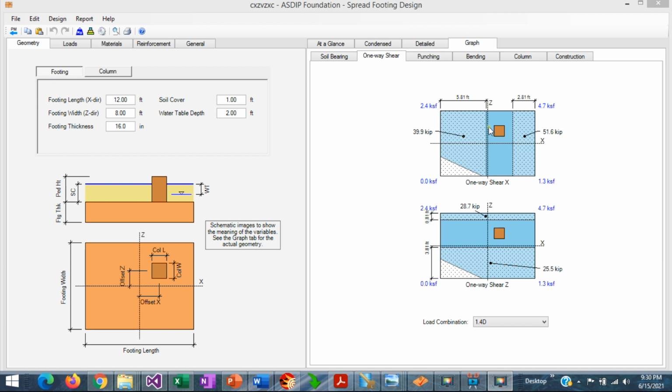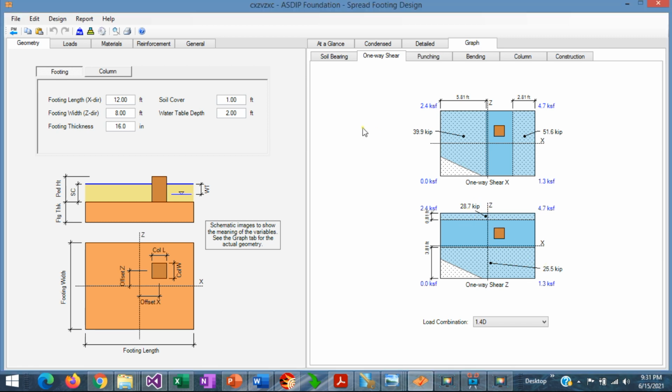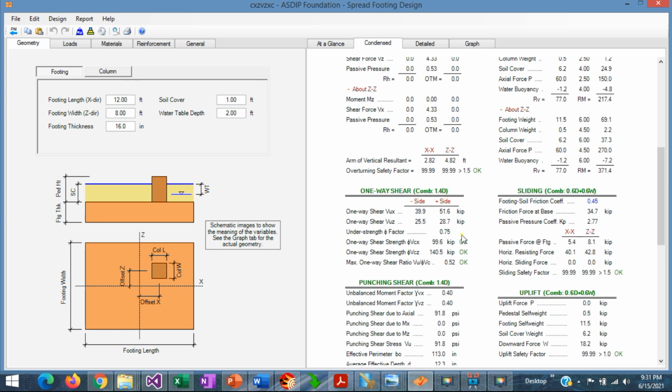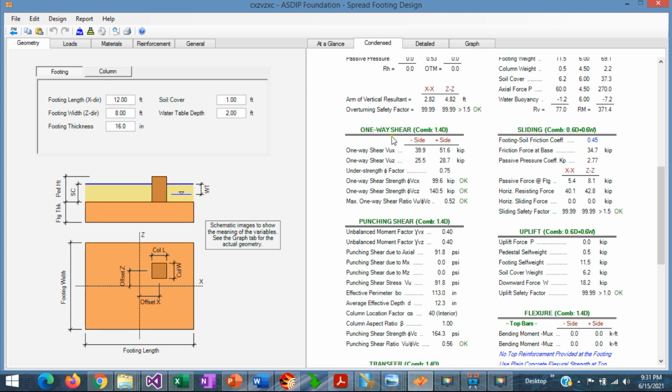These shear forces are acting along these critical lines at a distance d from the column face in this direction. In the other direction, it is 25.5 kips as the volume of this solid under the footing, and on the other side is 28.7. If we go to the contents tab, we can see a detailed set of calculations. We scroll down to the one-way shear calculation here. Here are the shears that we just saw graphically. One-way shear in X and one-way shear in Z, in minus and plus sides.